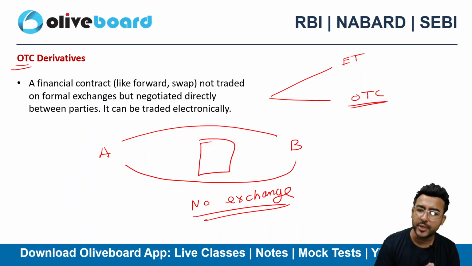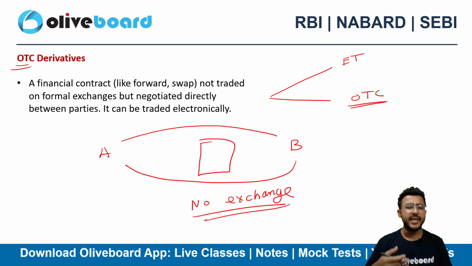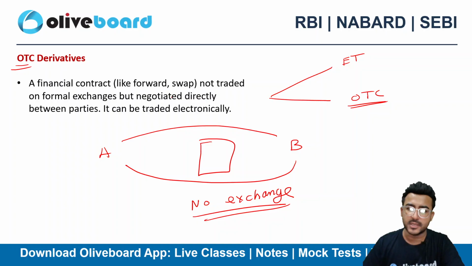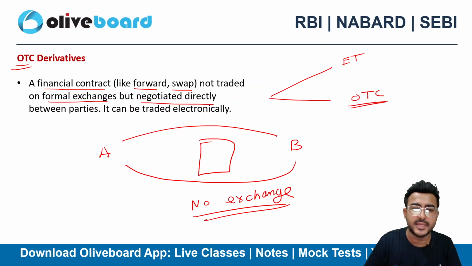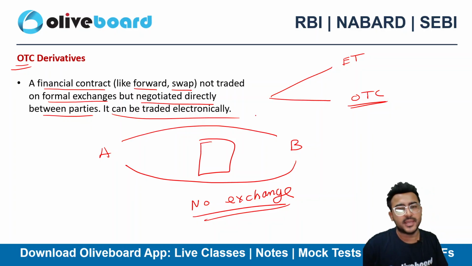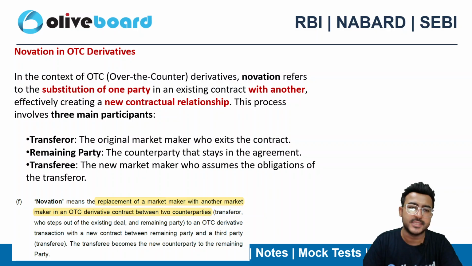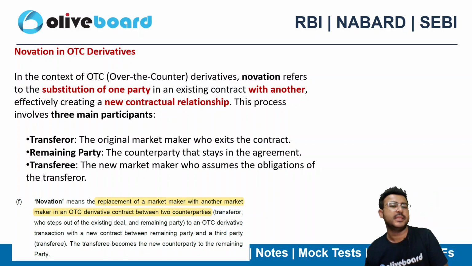Because this is an OTC contract, it is highly customizable. We can easily customize it because it is over the counter and not an exchange traded contract. A financial contract, for example a forward contract or swap contract, is an OTC contract. It is not traded on a formal exchange, but negotiated directly between the parties. It can be traded electronically, however it is not an exchange traded contract. There is no exchange involved in between. The parties have directly made the contract. That's called OTC.